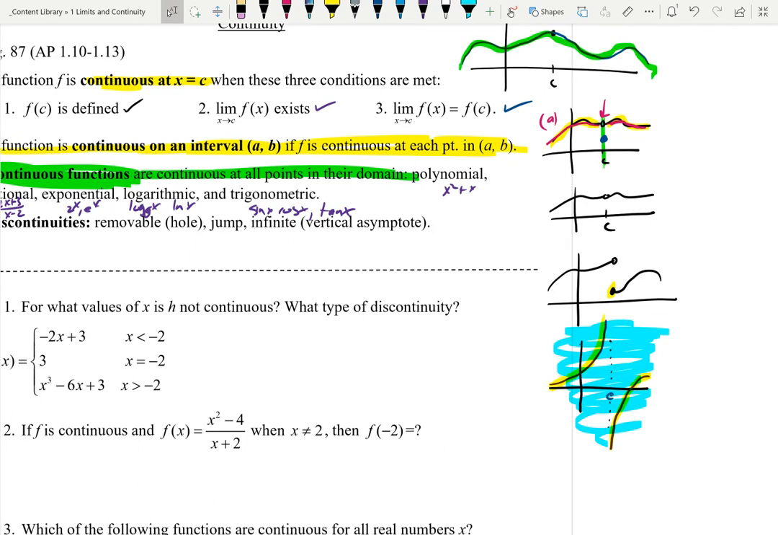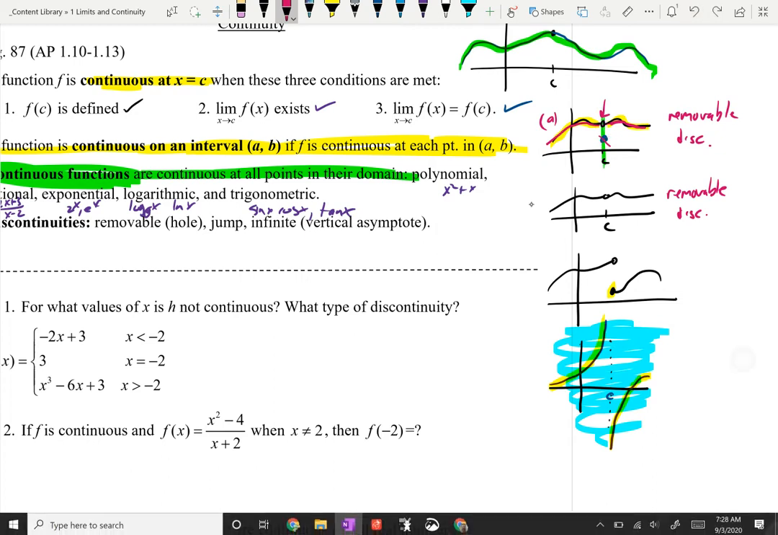We call it removable because we can fix that discontinuity by simply drawing in a single point. This graph right here has a removable discontinuity. This graph has a removable discontinuity. And that's because in either case, in the bottom case, by just adding a point right there, I have filled the hole and removed the discontinuity. In the case of the graph up above it, I would move this point and put it right there instead, and I will have removed the discontinuity.